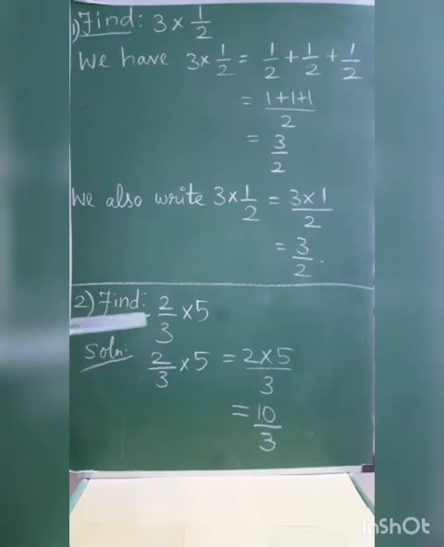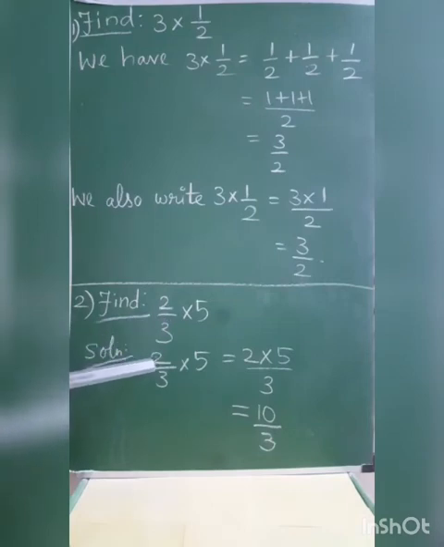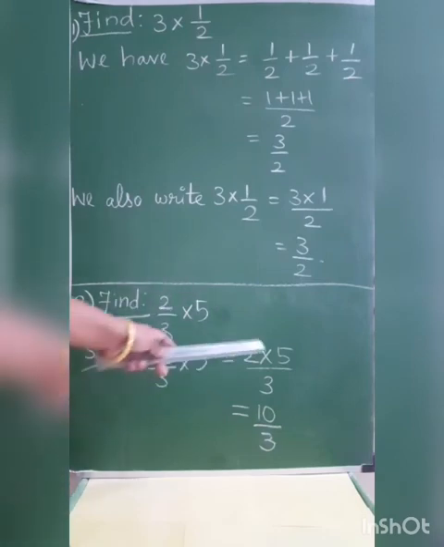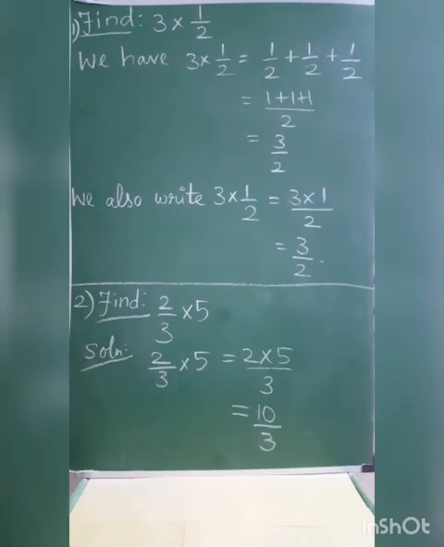The second one: find 2 by 3 into 5. Here the first is a fraction and the second one is a whole number. In this solution, you multiply the numerator with the whole number. In the fraction, the numerator multiplies with the whole number. So 2 into 5, the denominator is 3, so by 3. 2 5s are 10, the denominator is 3. So 10 by 3 is your answer.